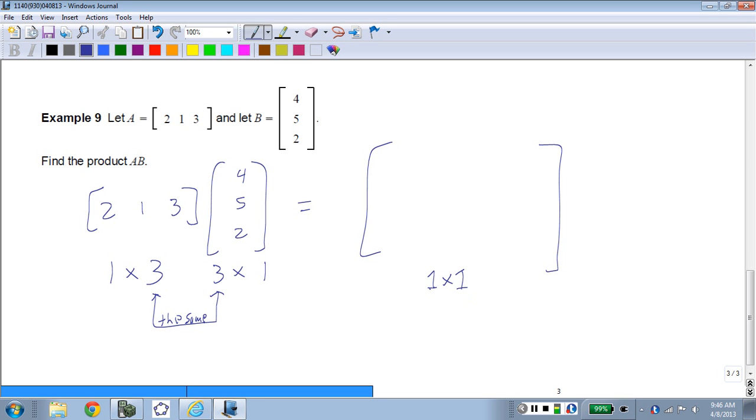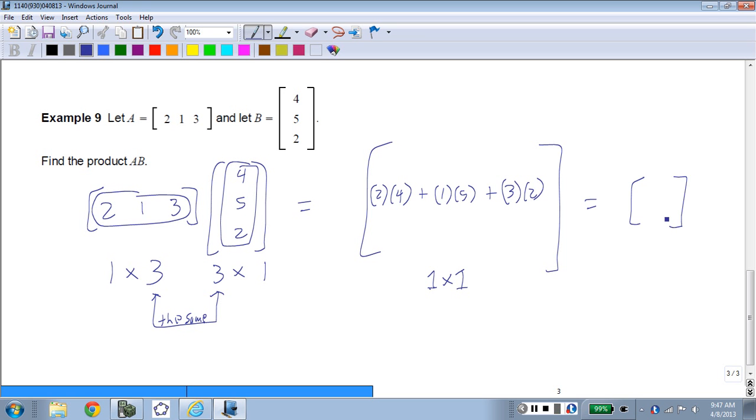Multiplying row 1 of the matrix on the left by column 1, the only column of the matrix on the right. So we multiply the 2 and the 4, this 2 by that 4. We multiply the 1 and the 5. We multiply the 3 and the 2. All the way across this row, all the way down this column. And we crunch those numbers, and we get a single number. What single number do we get? We get 19. 8 plus 5 is, what, 13? Plus 6 is 19. So we just get the number 19, and that is the final answer.